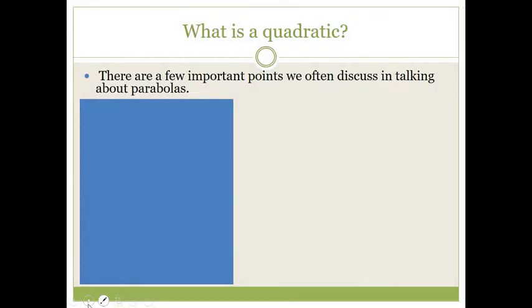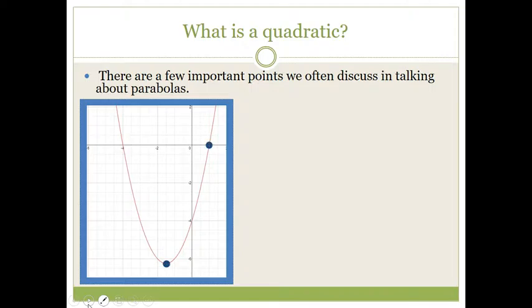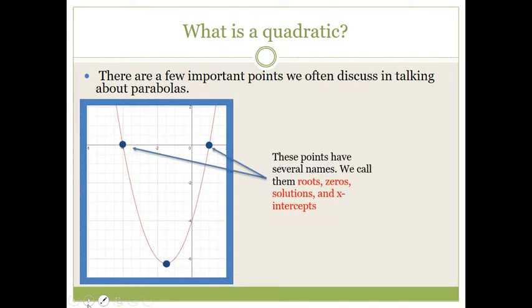All right, so when we're dealing with a parabola, there's always a few important points that we talk about in our math classes. These 2 points right here have a few different names. We call them roots, zeros, solutions, x-intercepts. They're all the same thing. They are where the parabola crosses the x-axis. So when we're using the quadratic formula, or you're factoring later on, and they ask you to find the solution of this quadratic, that is really what they're asking you to find, where this parabola crosses the x-axis.